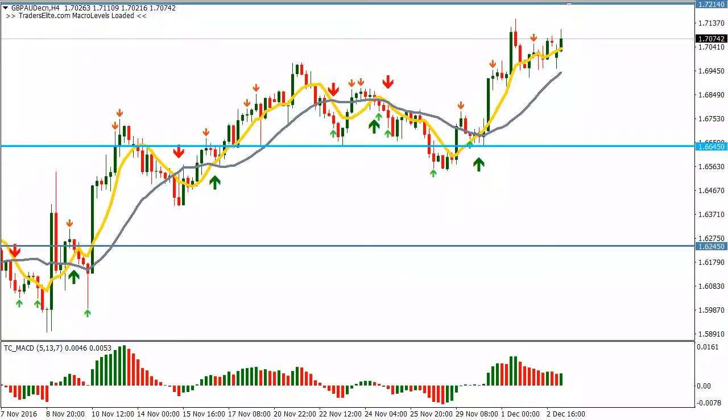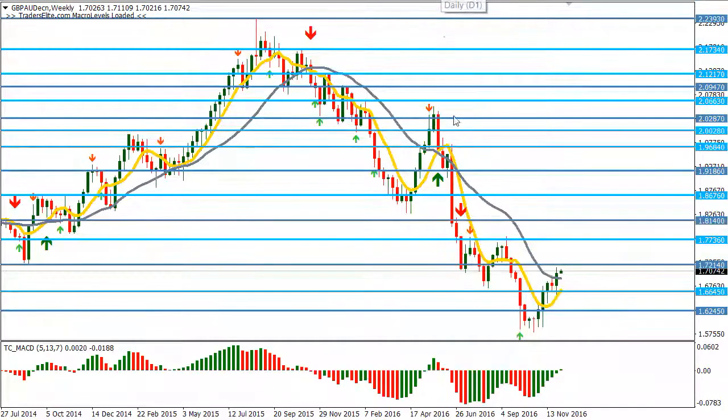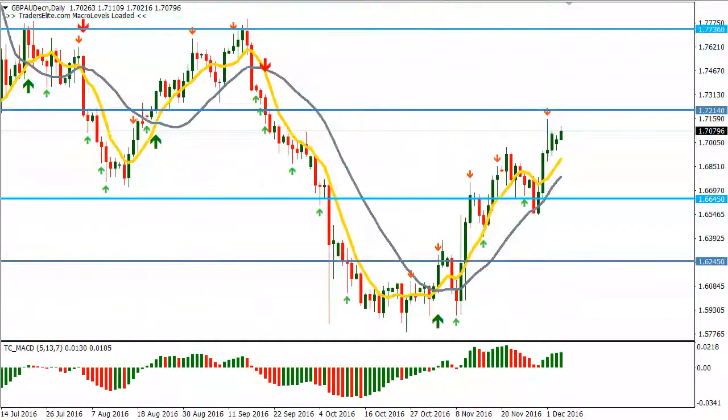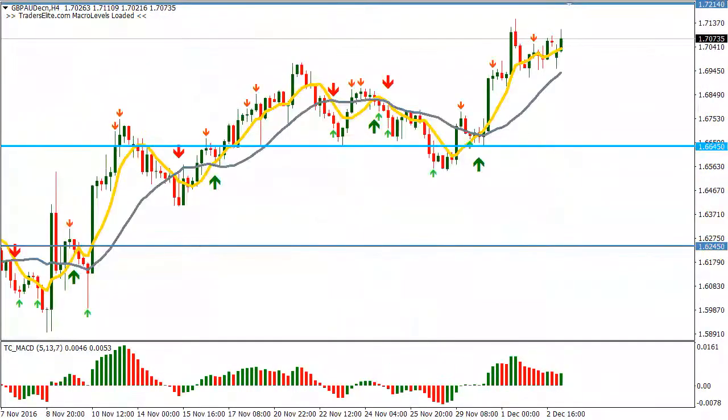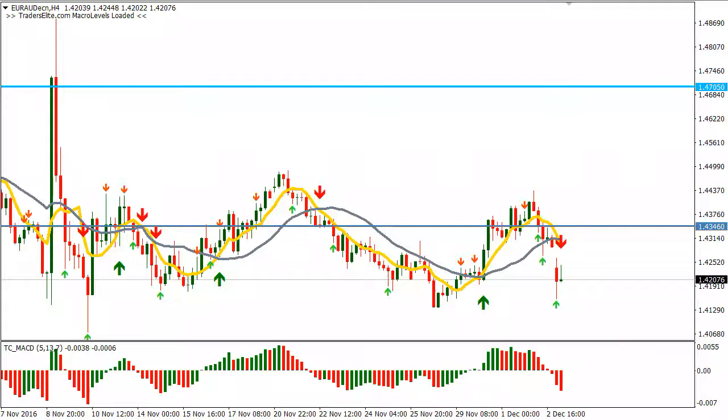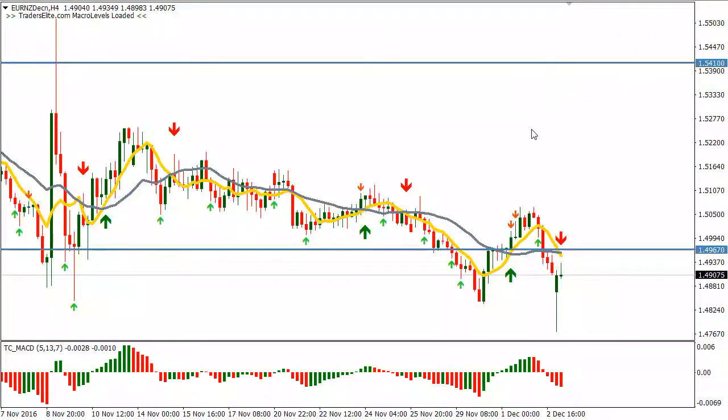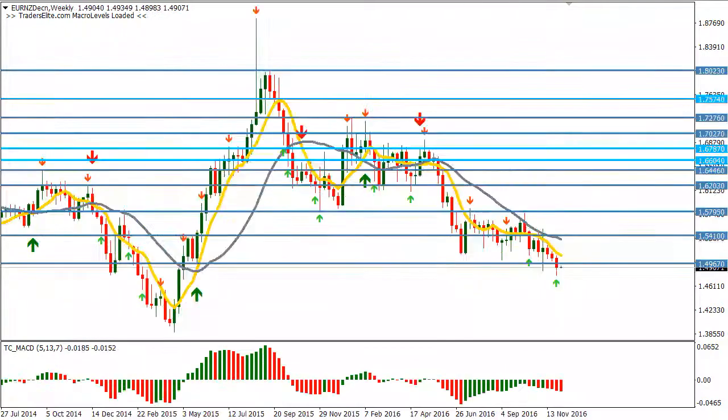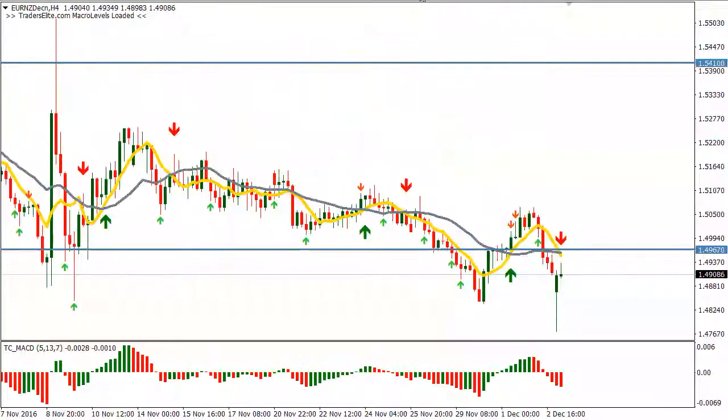Pound Aussie though, a little different. Weekly is down, but it's in an upward swing on the weekly. Daily is up, and 4 hour is up. So a little tricky for my liking. I'd be looking at the Euro Aussie on a downward trend opportunity. And similar, Euro Kiwi, we've got weekly down, daily down, 4 hour down. Looks like a good trade.